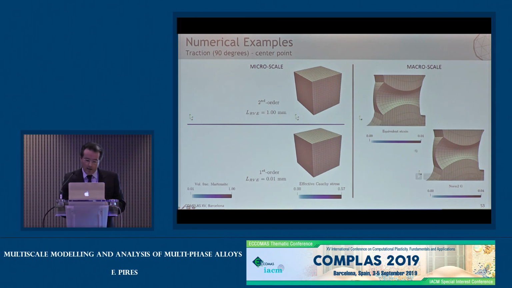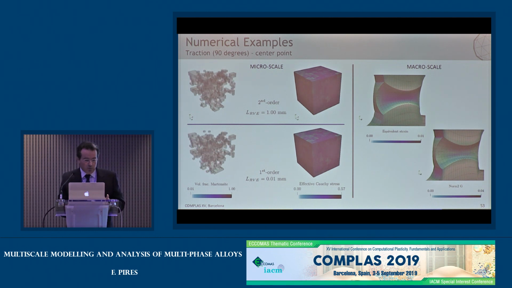So I'll have my macro scale geometry where I have the equivalent strain and a measure of the second order strain on the right hand side, and then on the left hand side I've got the micro scale RVE. On the left I'll show the transformation of martensite, the volume transformation of martensite, and on the right I'll show the effective Cauchy stress. So as the loading is applied, we can observe that the results change with each formulation, and we are actually analyzing the central point.